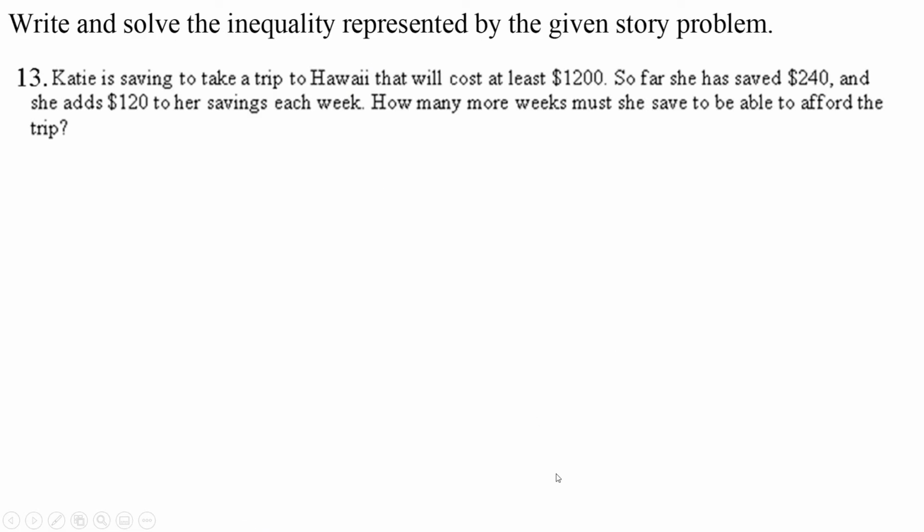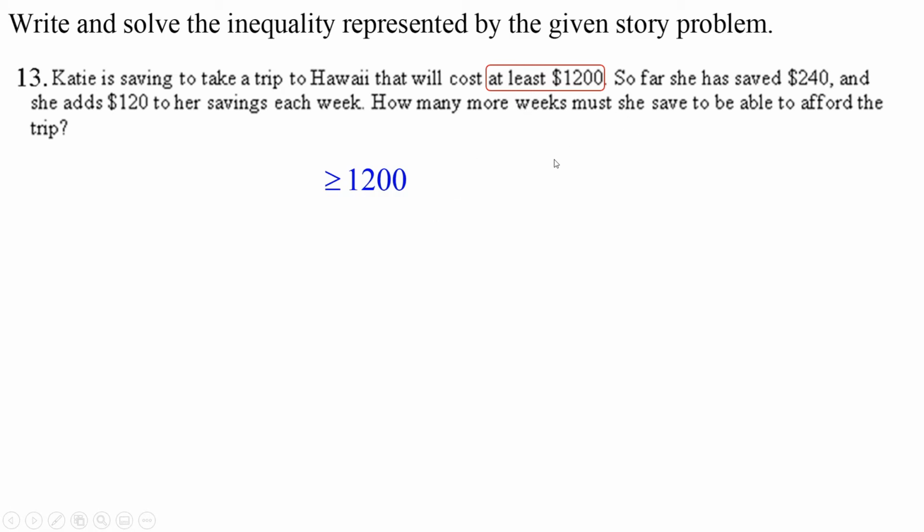Okay, number 13. Katie is saving to take a trip to Hawaii that will cost at least $1,200. Let's translate this statement, at least $1,200. Well, I'm going to start with the easy stuff. I know I'm dealing with $1,200. How am I going to write at least $1,200? Well, wouldn't that mean I need greater than or equal to $1,200? So there you go, greater than or equal to $1,200. This is how a mathematician says at least $1,200.